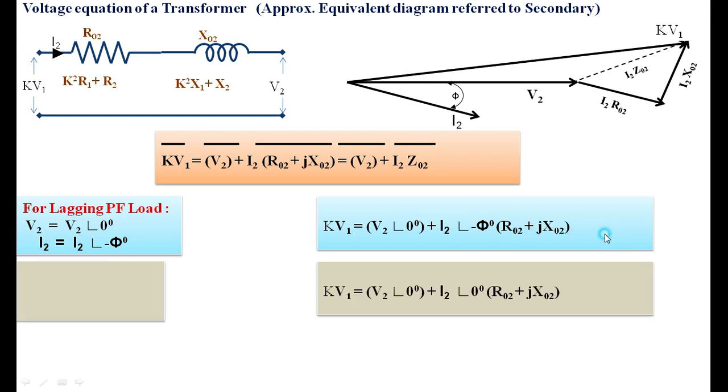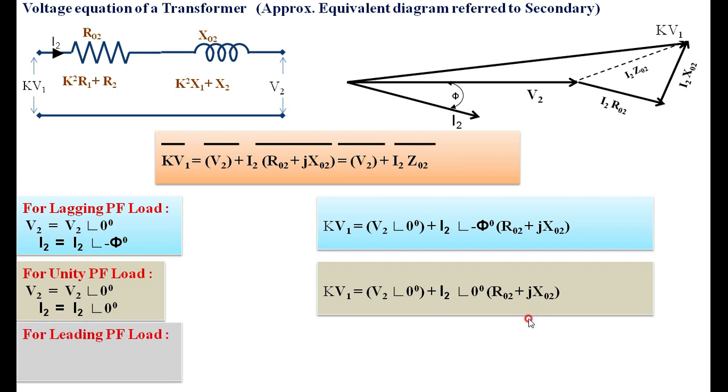Similarly, we can try for the unity power factor. For unity power factor, V2 is V2 at an angle of 0, that is the reference, whereas cos phi is 1, sorry, phi is 0, therefore I2 is at an angle of 0. Just substitute the values here. What I am getting is V2 at an angle of 0 plus I2 at an angle of 0, meaning voltage and current are in phase, into R02 plus jX02.